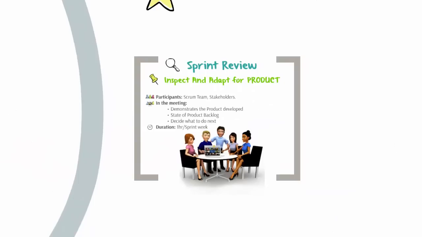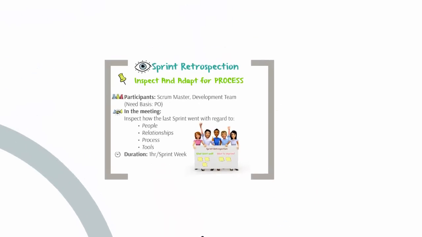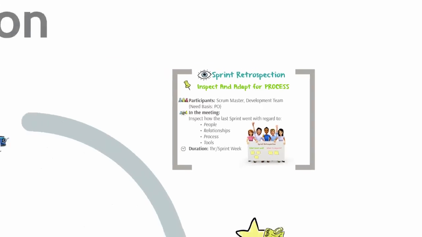Towards the end of the sprint, all stakeholders are again called for the sprint review, to inspect the product, followed by the sprint retrospective meeting to inspect the current process and adopt a more optimized process.